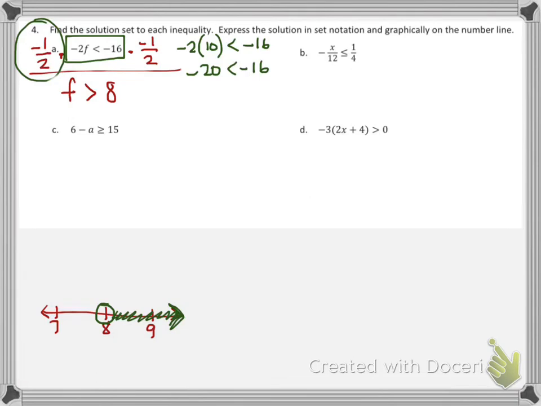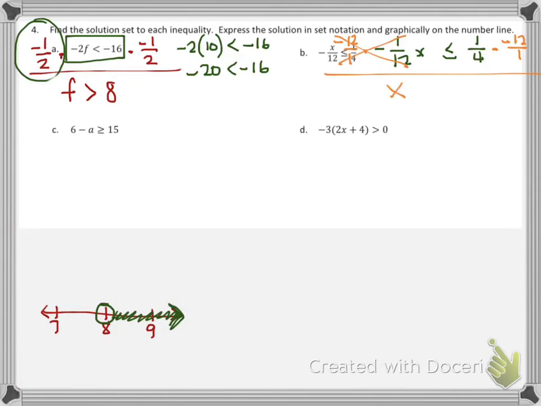All right, so with that in mind, we can solve the rest of these. And for b, I'm going to rewrite this. Instead of negative x over 12, I'm going to write it as a coefficient, negative 1/12 x is less than or equal to 1/4. And then to isolate the variable, I'm going to multiply both sides by a negative 12 over 1. The reciprocal of negative 1/12 is a negative 12 over 1. So I'm going to do that to both sides. And that's going to eliminate my coefficient, which gives me x.